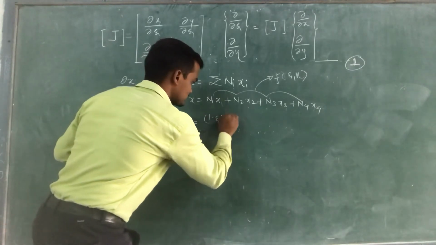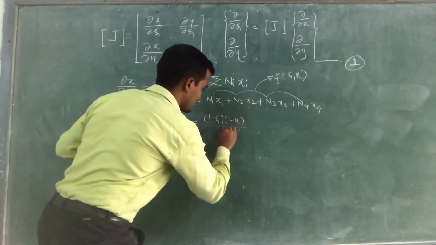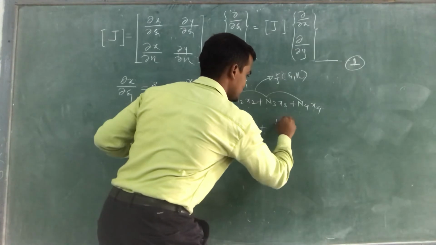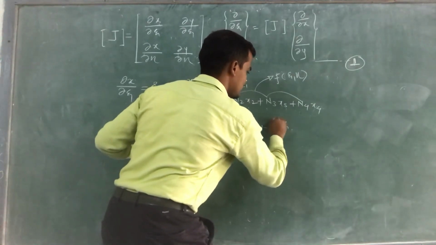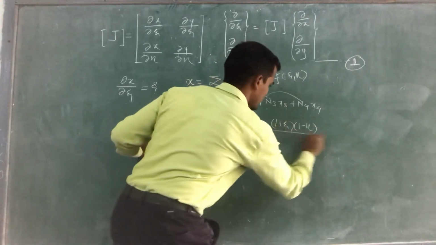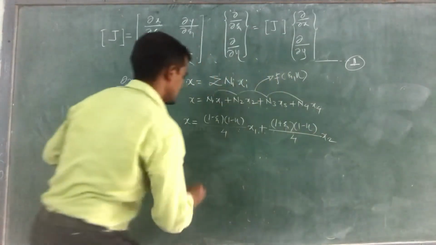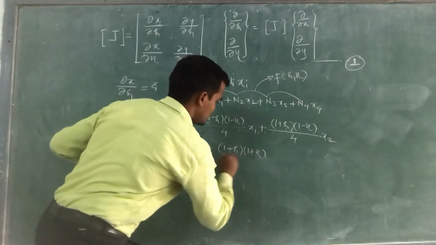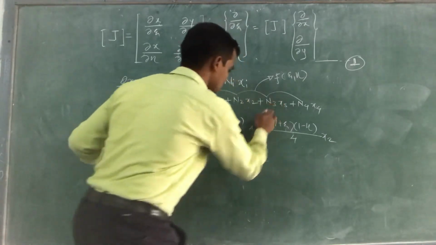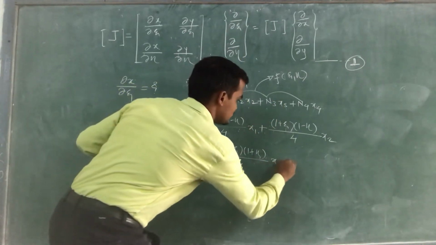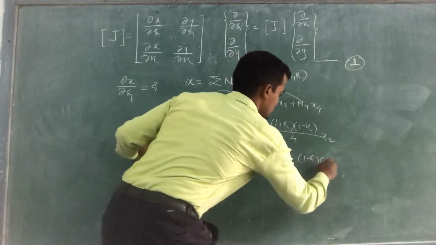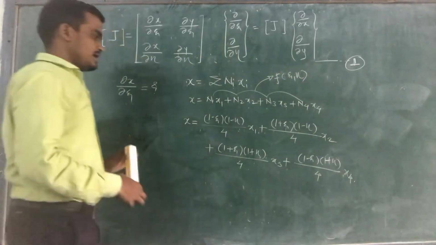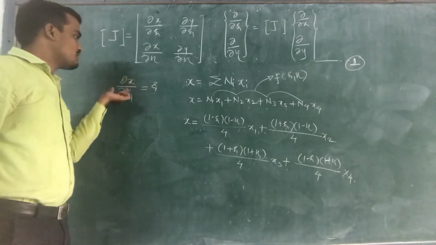(1 minus ζ)(1 minus η) divided by 4 times x1, plus (1 plus ζ)(1 minus η) divided by 4 times x2, plus (1 plus ζ)(1 plus η) divided by 4 times x3, plus (1 minus ζ)(1 plus η) divided by 4 times x4. Now it is easy to find out ∂x/∂ζ.